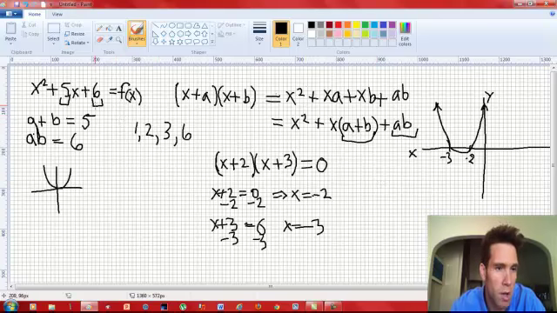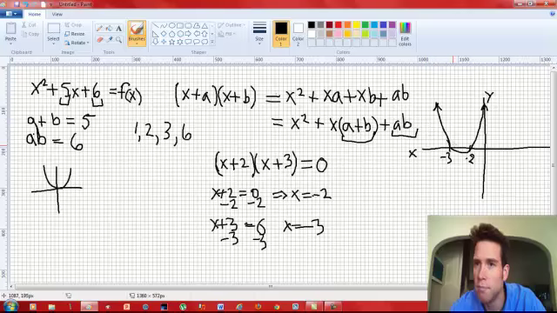And that is how you factor a second degree polynomial, otherwise known as a quadratic equation. And this is how you graph it here. You find your x-intercepts and go from there.